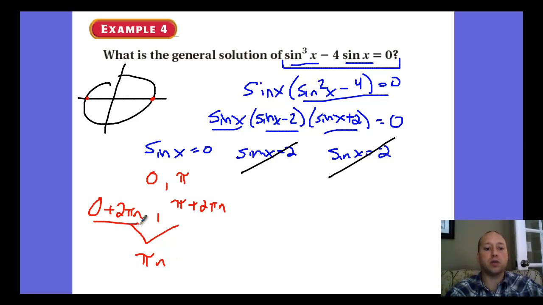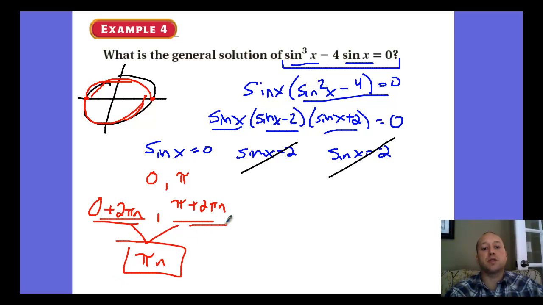Pi n will include all of these answers, because if I put 0 in for n, I get 0 degrees. If I put 1 in for n, I'm over here at pi. I put 2 in for n, I'm at 2 pi. And it keeps going around and hits every single 0 and pi and 2 pi and 3 pi, and it keeps increasing. So this would be the solution.